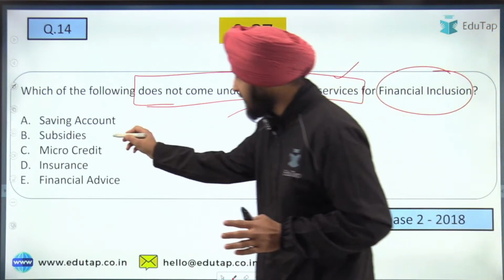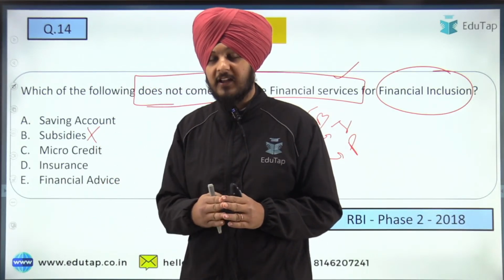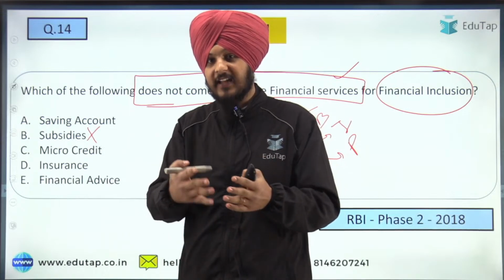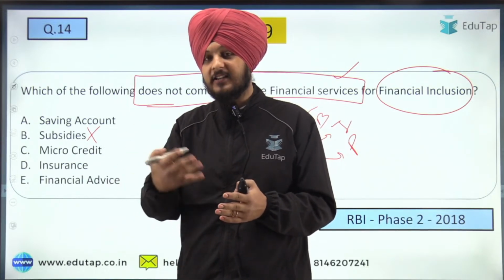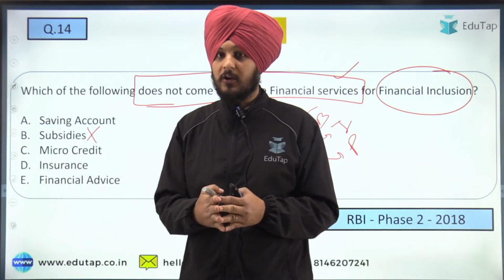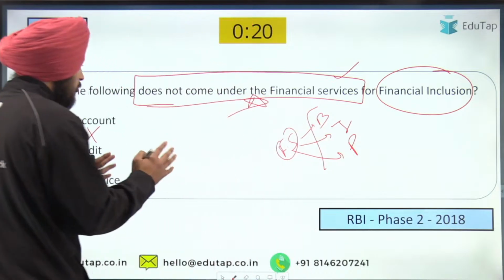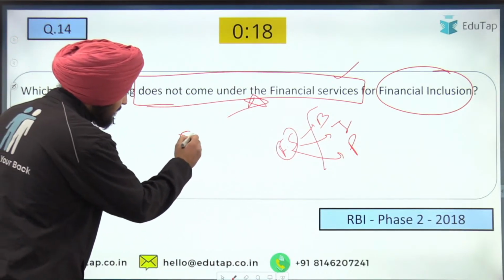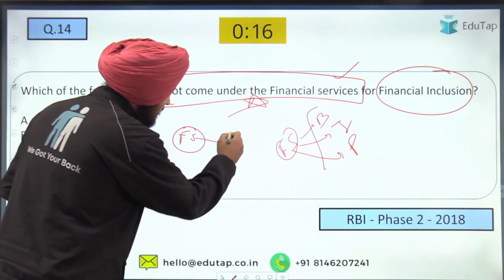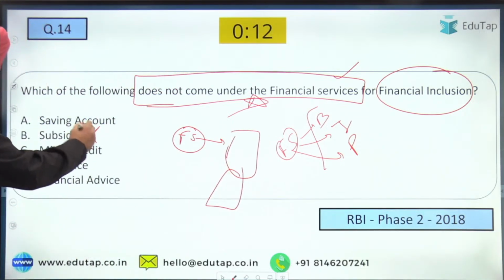If we talk about subsidies, is subsidy a type of service that is provided under the aim of financial inclusion? The answer is no. Subsidy is a type of aid that is provided by the government so that the welfare of the different communities can be promoted. But that is not the primary objective of financial inclusion. The financial inclusion objective is to provide different financial services to the underbanked sections or the marginalized section of the society. So subsidy is not something like that.